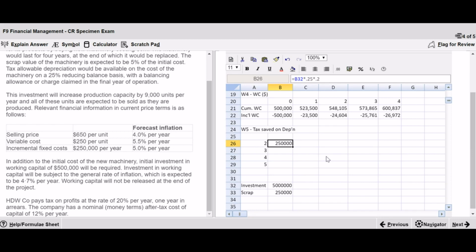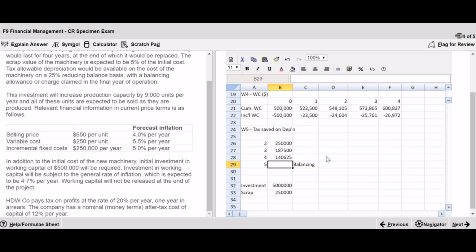Now I have a quick way of doing the remaining figures here. We can just take the B26 and we can apply the 75% on it, which is 100 minus the reducing balance percentage. I've got 187,500. I'll do the same again. I'll take the B27 and I'll take the 75% of that. And the final year, remember, will be the balancing figure.